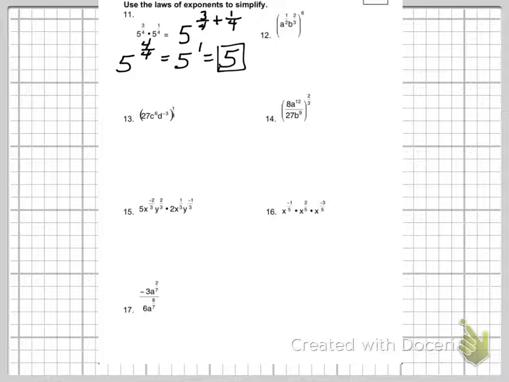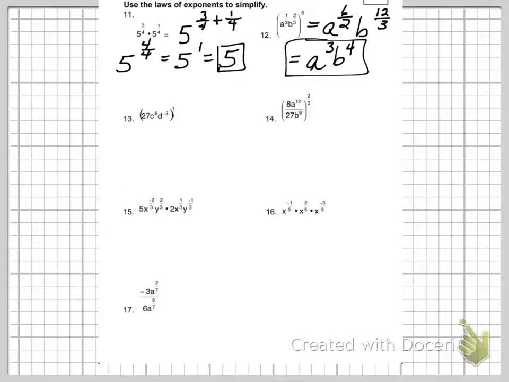All right. A to the 1/2, you have parentheses raised to a power, that means you multiply. So 1/2 times 6 is 6/2. And B, 6 times 2 is 12, so that's 12/3. Then we're going to reduce those fractions, and so that's A cubed B to the 4th would be your final answer on that problem.